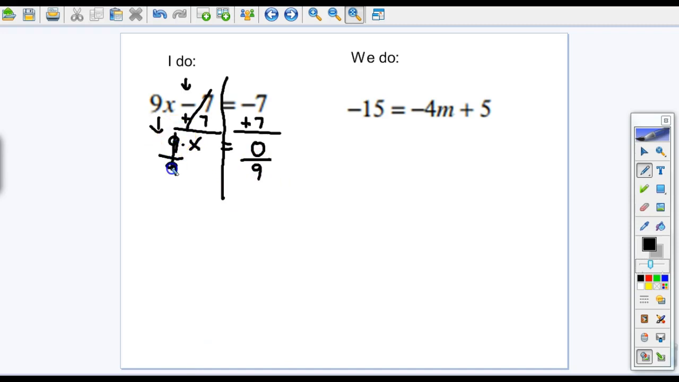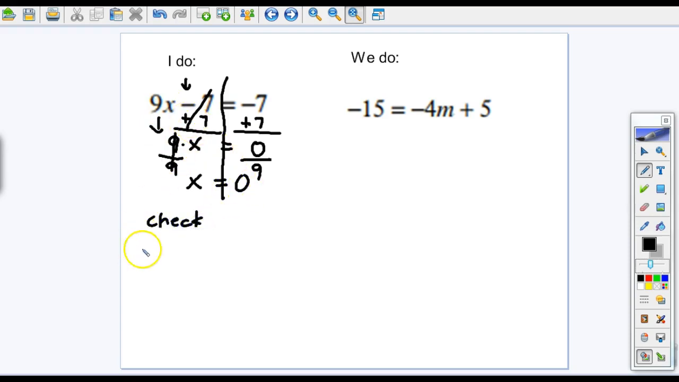9 divided by 9 is 1. Juan is shy, so he's going to hide. We're going to bring down just our x. 0 divided by 9 is still 0. So in this case, my x is 0. Now I'm going to check it. Go ahead and do my check down here.